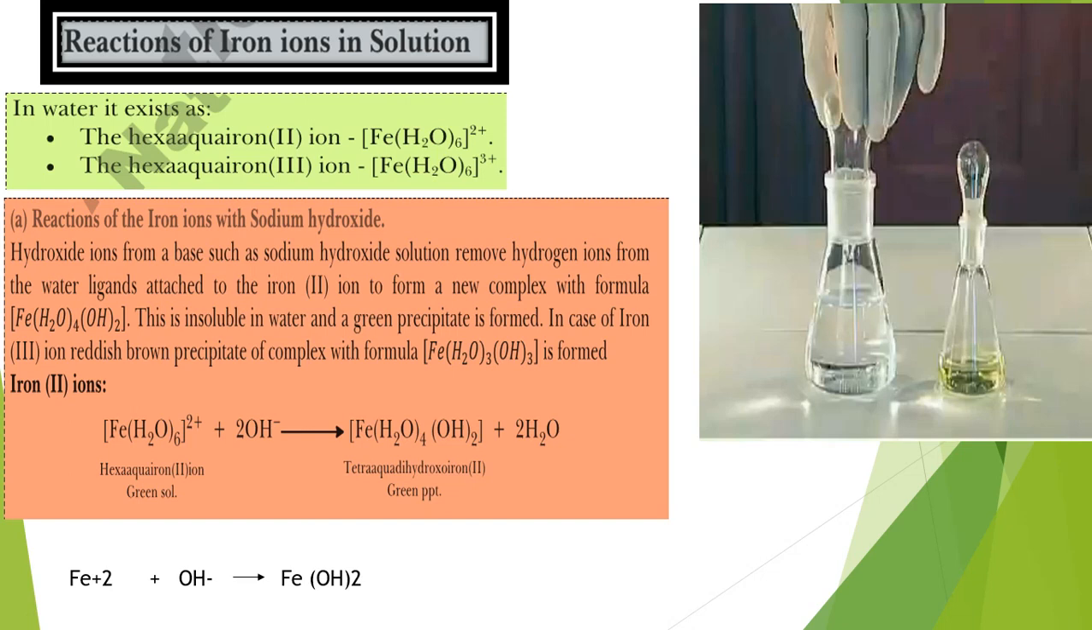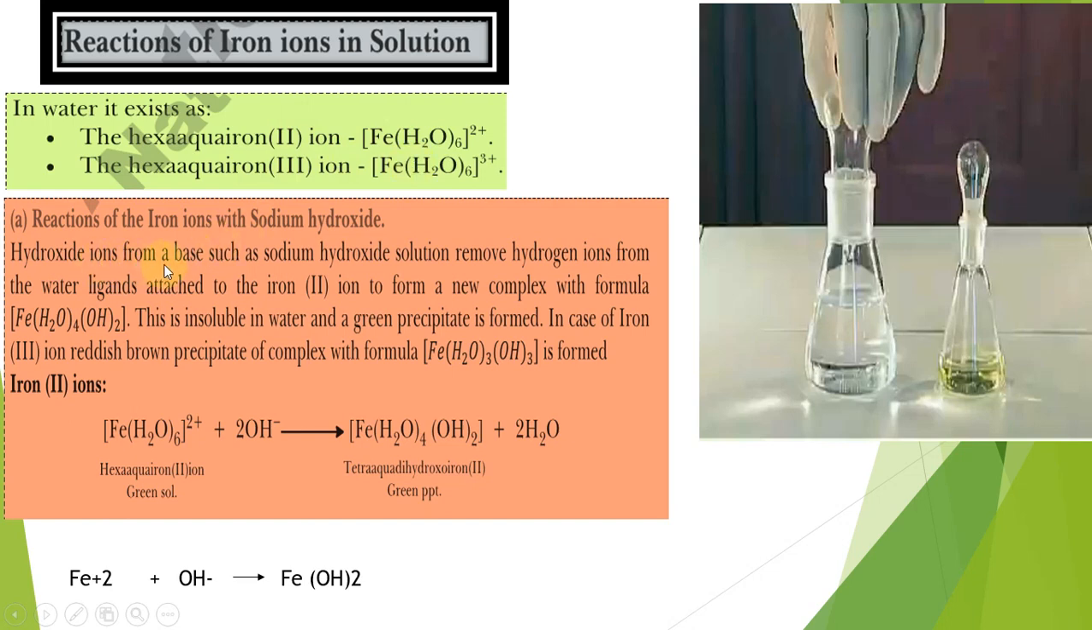So when iron forms a complex ion with oxidation state 2, it has one type of color, and when iron forms a complex with water in oxidation state 3, it has a different color. Now first we see the reaction of iron ion with sodium hydroxide. Iron in water exists in these two states.